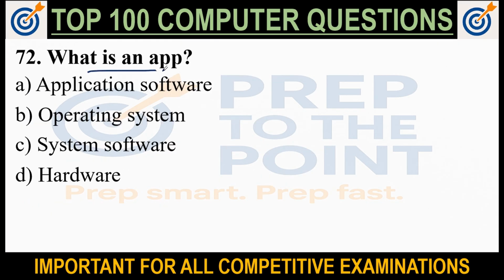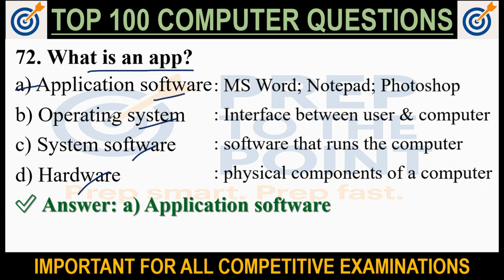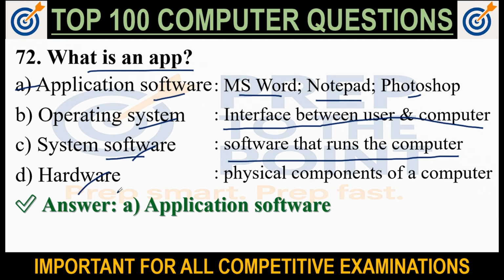What is an app? Application software, operating system, system software or hardware? The right answer is application software. MS Word, Notepad, Photoshop are a few examples of application software, whereas the operating system works as the interface between user and computer. System software is software that runs the computer, and hardware is the physical components of a computer.